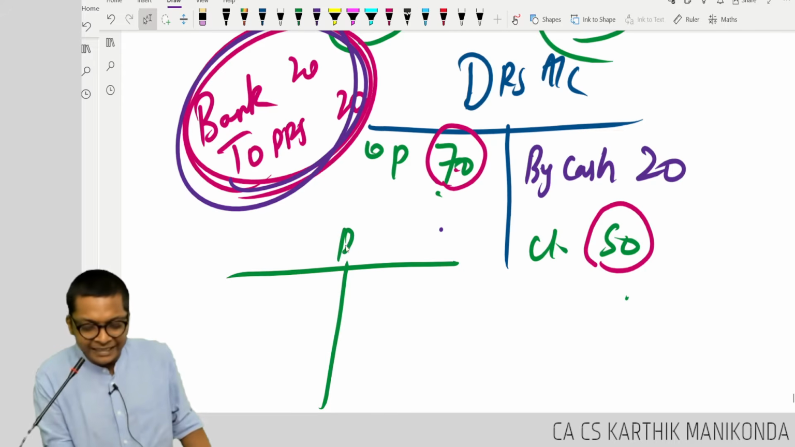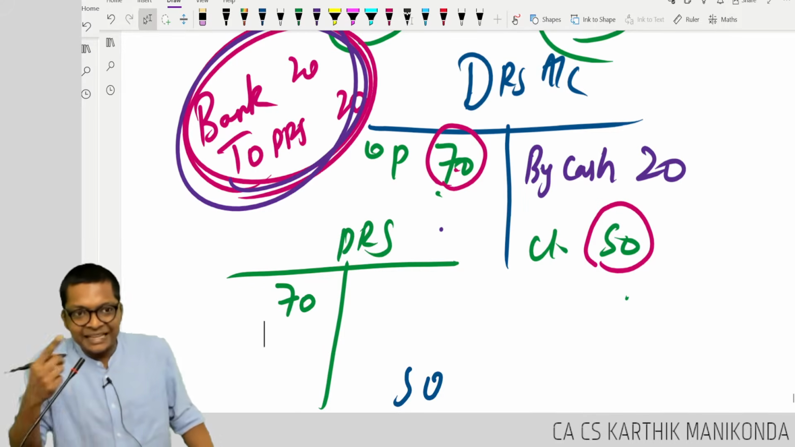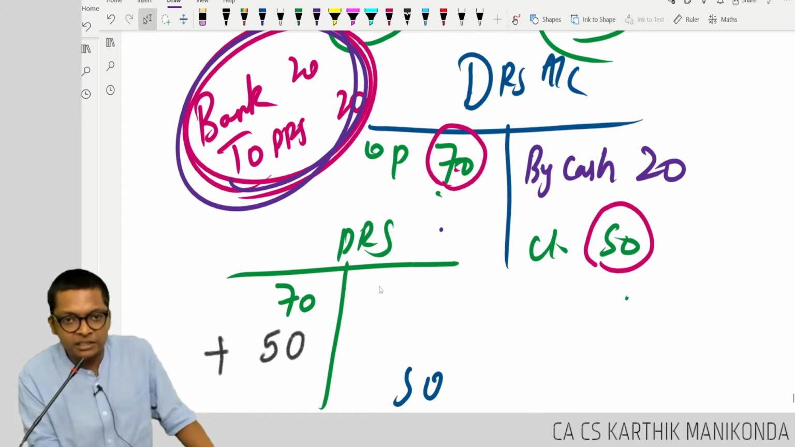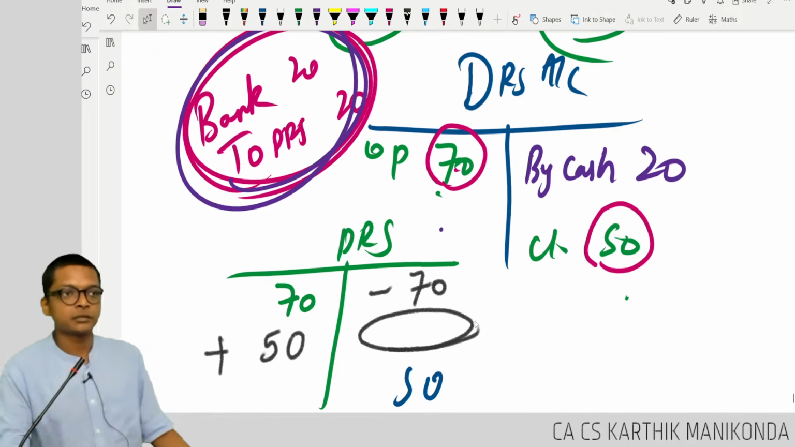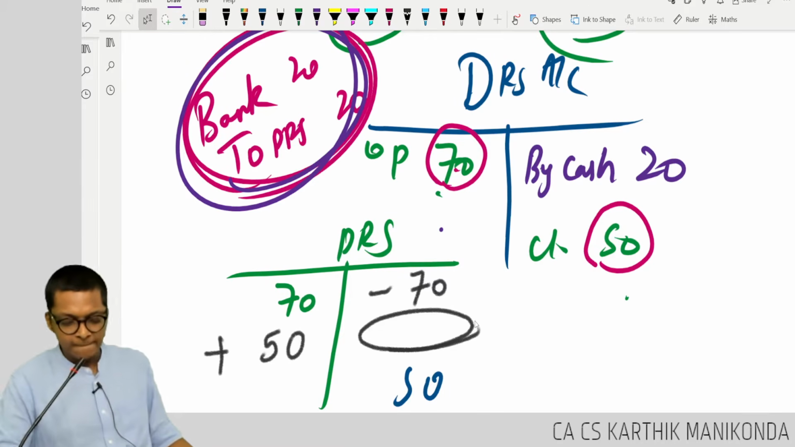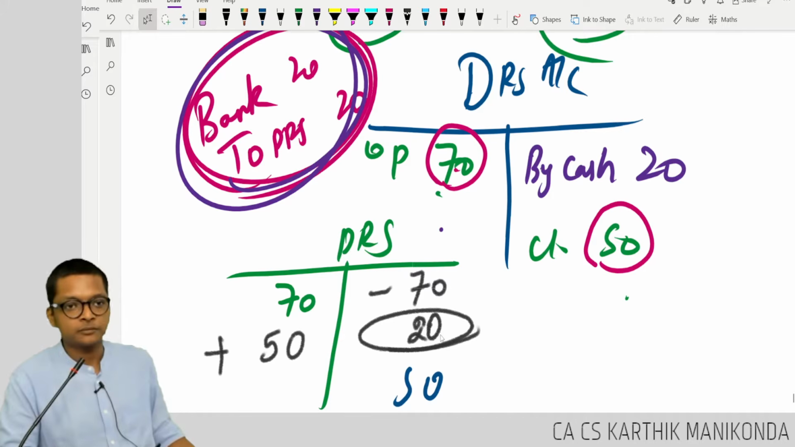Sir, I will prepare detailed debtors account, sir. I am a very detailed person. Opening 70, closing 50. Current year sales is how much, guys? Plus 50. Current year collection how much? Minus 70. Now what is the closing balance? What is the closing balance, guys? Not closing, this balance is how much?